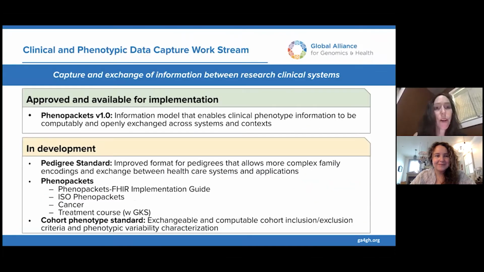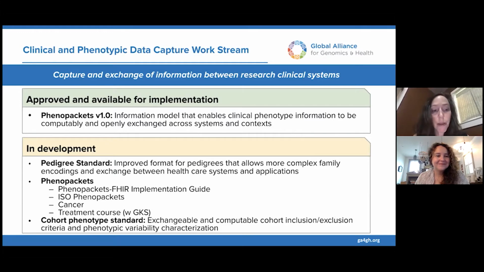So our work stream has one approved standard to date called Phenopackets version 1. Phenopackets is an information model that enables clinical phenotypic information to be computably and openly exchanged across systems and contexts, and I'll be talking a little bit about that. We also have under development a few other areas of work. One is a pedigree standard, and we hope that you'll join our pedigree workshops during the plenary. And the idea is to improve the way in which we represent pedigree information and exchange pedigree information in different contexts in the EHR and clinical genetics context and in diagnostic labs.